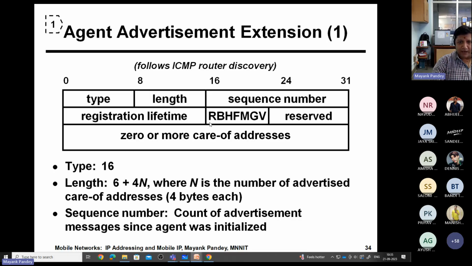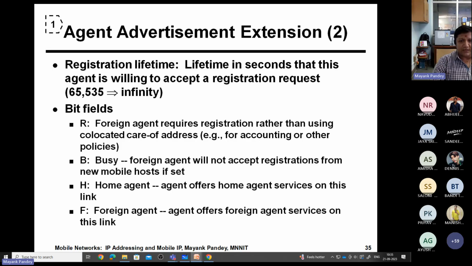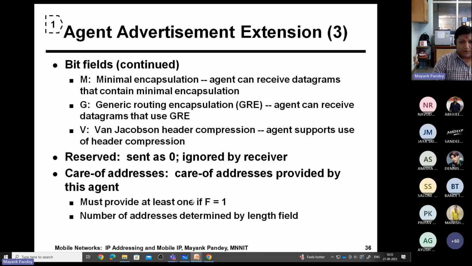There are some flags: R, B, H, F, M, G, V. Right now, only two flags are important, which are H and F. When the H flag is up, it means it is a home agent. When the F flag is up, it means it is a foreign agent. And then zero or more care of addresses. H means the agent offers home agent services on this link, F means the agent offers foreign agent services on this link, and then the number of care of addresses provided by this agent.